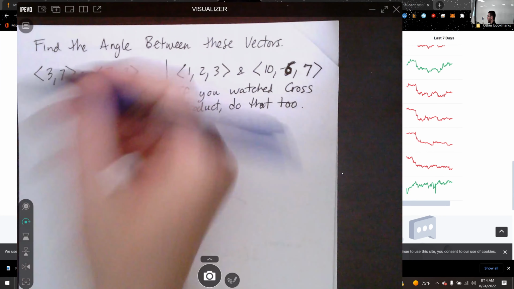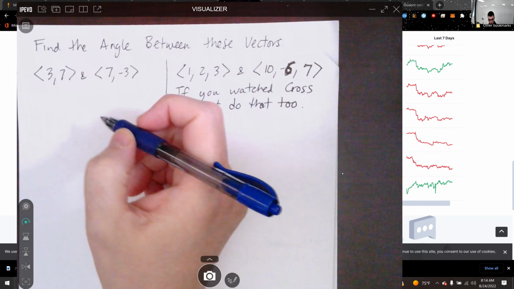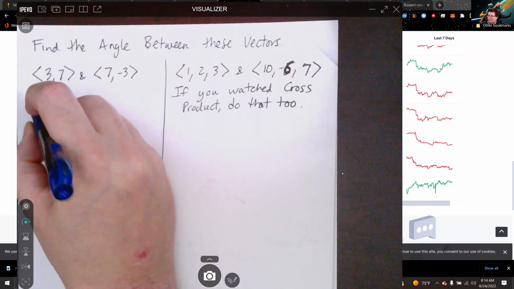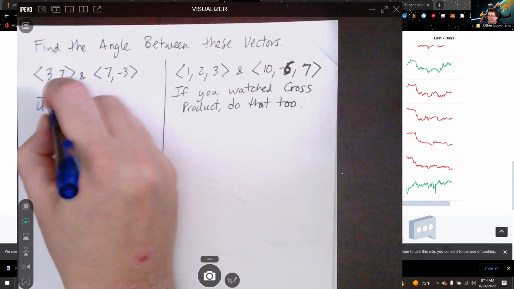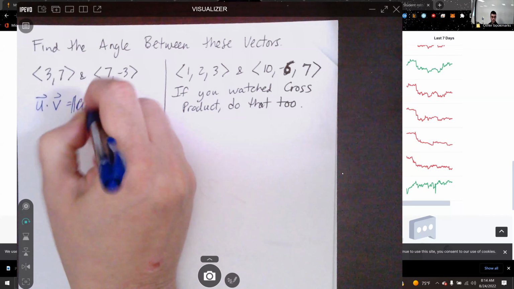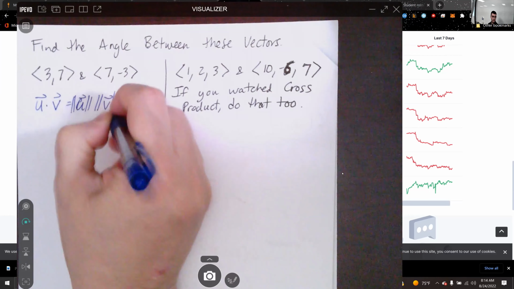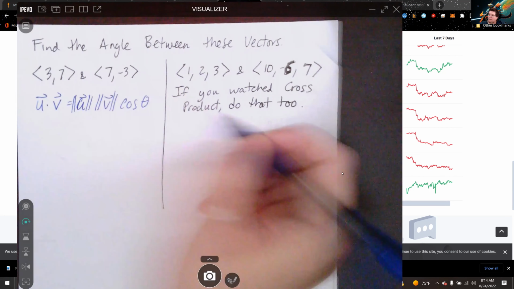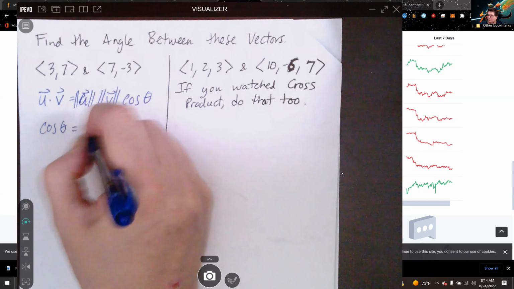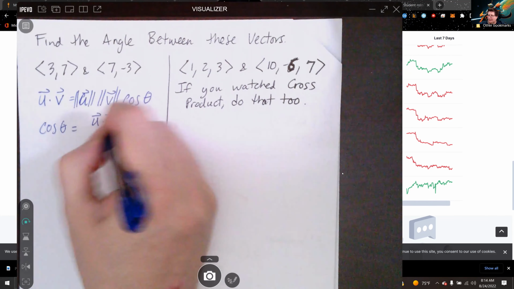But one for dot product. There's a couple ways you can remember it. You can remember it as u dot v equals magnitude of u, magnitude of v cosine of theta, which is the angle between them. Or another way is just going straight with cosine theta is the dot product over the magnitudes.